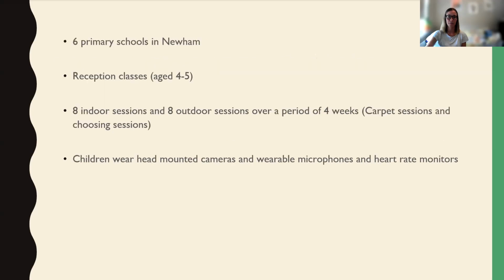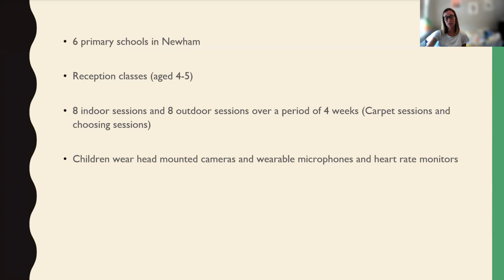So I'm working in 6 primary schools in Newham, which is East London, working in reception classes, so the children are aged 4 to 5. And in each school, we're running 8 indoor sessions and 8 outdoor sessions over a period of 4 weeks. And those sessions involve carpet sessions where the whole class is seated and the teacher is doing some instruction, either reading them a story or teaching a maths lesson. And also choosing sessions, which, if you've worked in early years, that will be very familiar. Teachers have prepared tabletop activities, different resources, and the children are free flowing around, choosing which of those activities they want to do and for how long.